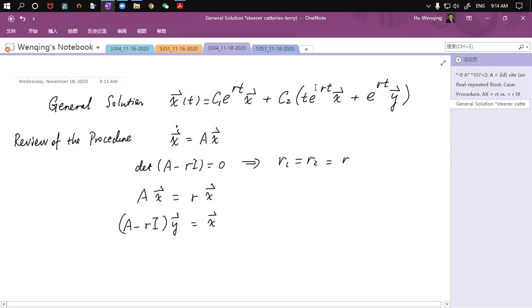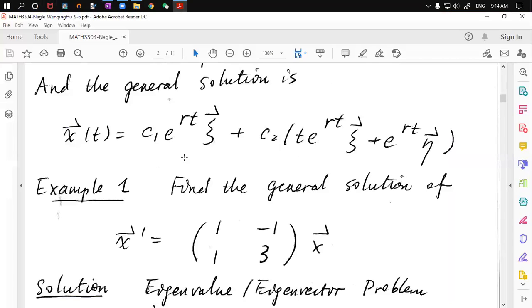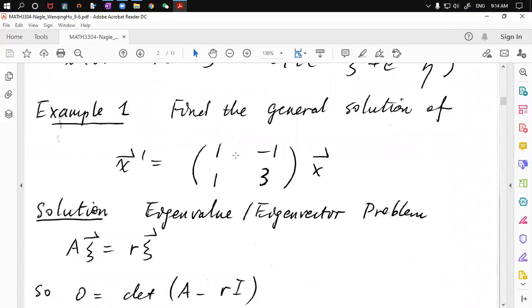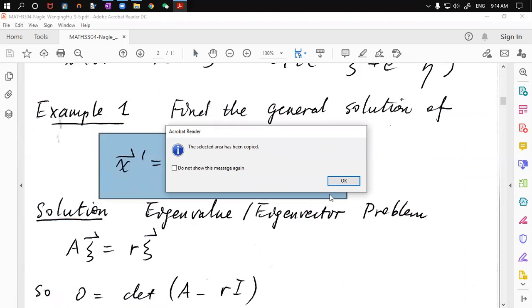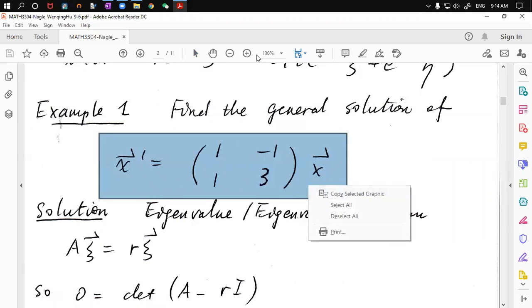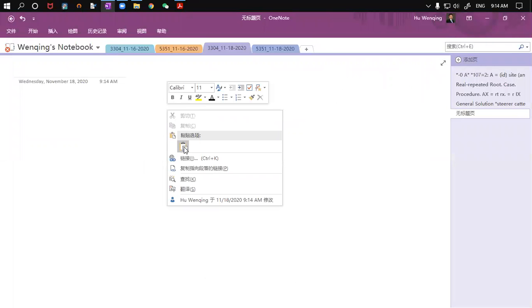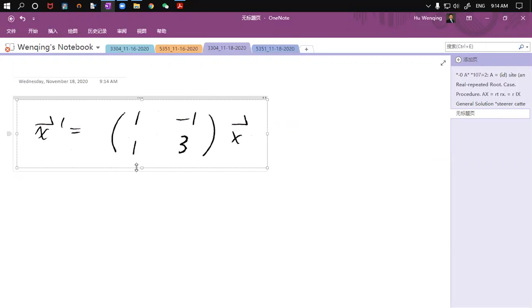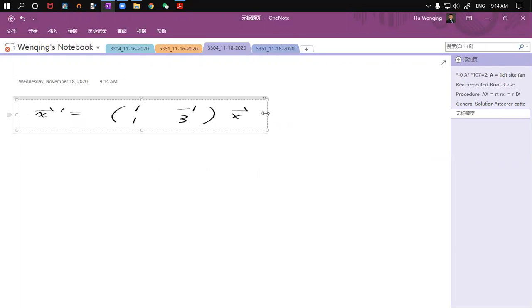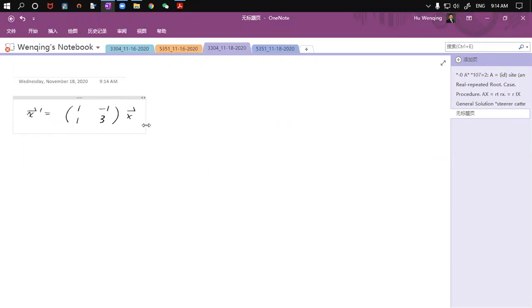Okay, so now let us practice several problems to just get familiar with this procedure. Here, let's first look at this problem. This is just to find a general solution, so we don't have to worry about particular solutions. So we just work with the general solution. So how do we work with this equation?